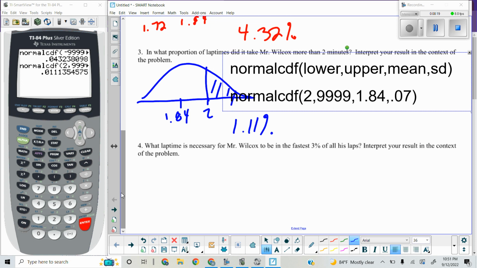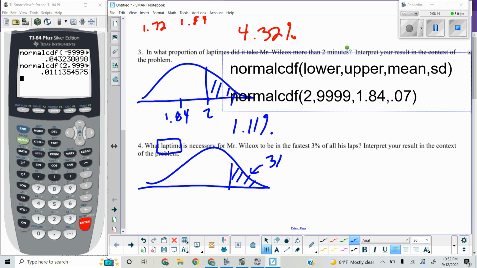And then this last one's a little different. We have what lap time is necessary. So this time we want to find our lap time for Mr. Wilcox to be in the fastest 3% of all his laps. Interpret your results in context of the problem. So these are like those last couple we saw in yesterday's lesson, where we know that area is 3%, which as a decimal is 0.03. Sorry, scratch that. As a decimal, it's 0.03. And we want to find that lap time.